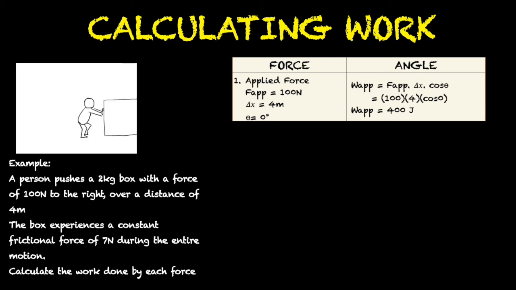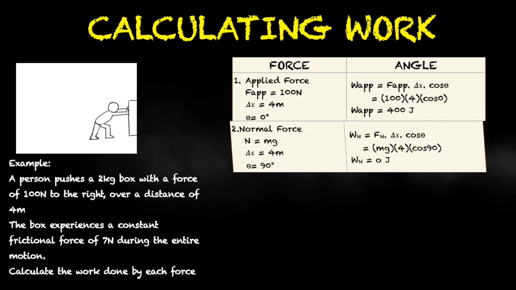Now let's substitute this into the formula. The formula we're using is the work equation, which is W applied is equal to F applied times delta x times cos theta. The F applied is 100, the delta x is 4, and the cos of theta is cos 0. Put all of this into your calculator and we find that the work done by the applied force is actually 400 joules. And now let's find the work done by the other forces.